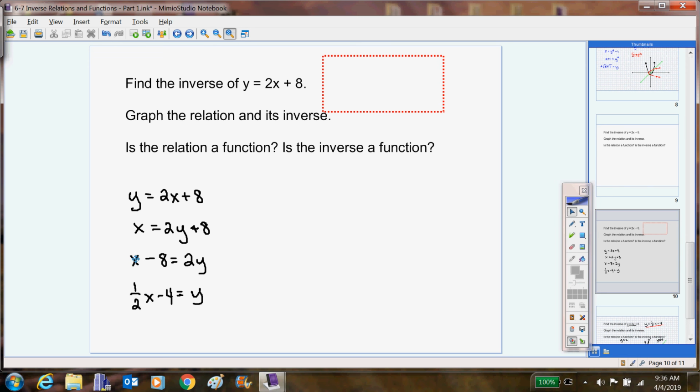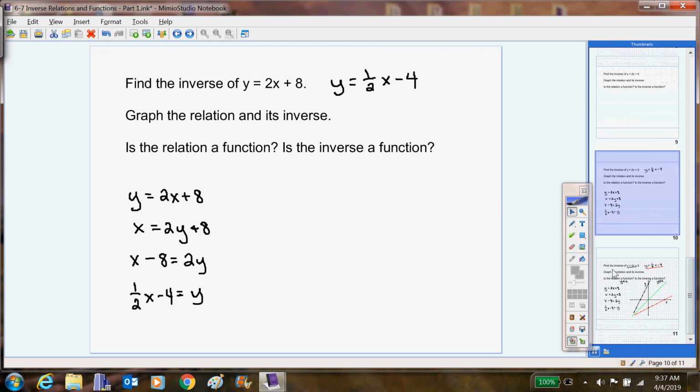Technically, it's still correct to say (x minus 8) over 2, but it's more convenient for graphing because you know how linear graphs work out. This is an mx plus b equation. So our inverse is y equals 1/2 x minus 4. Or if this one's f of x equals 2x plus 8, this might be g of x equals 1/2 x minus 4 if you wanted to think of them as inverses.